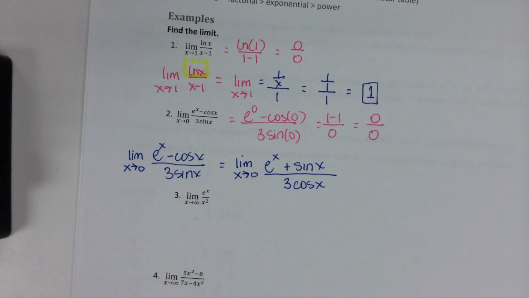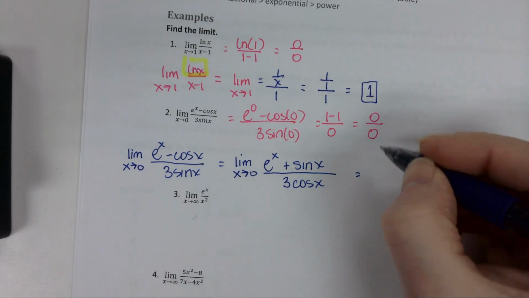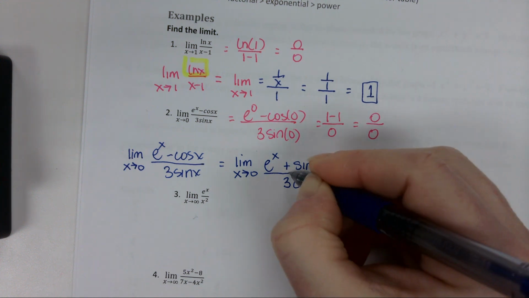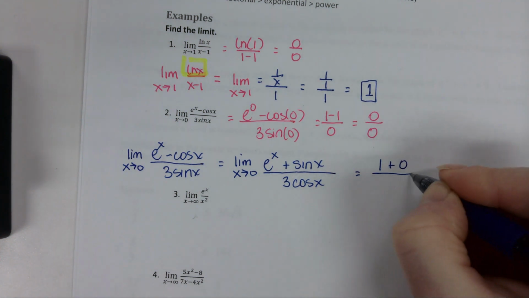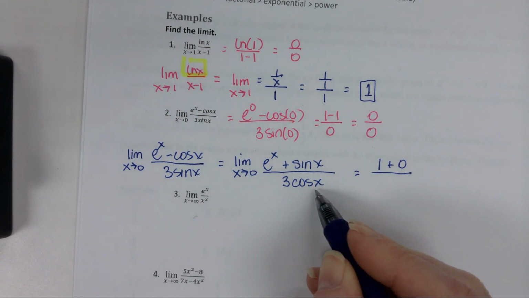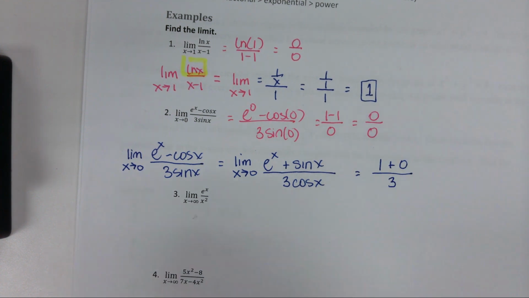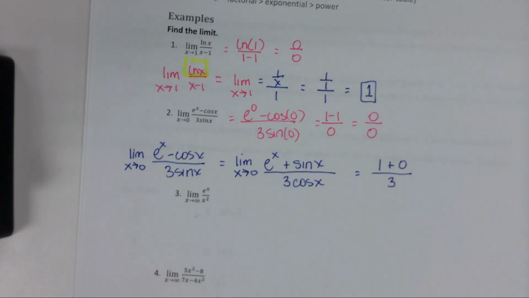Using direct substitution, e to the 0 is 1. What's the sine of 0? 0. But isn't the cosine at 0, 1? So what's the limit of this? 1/3.